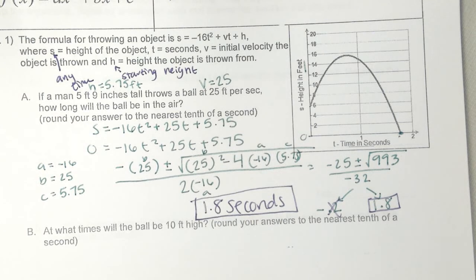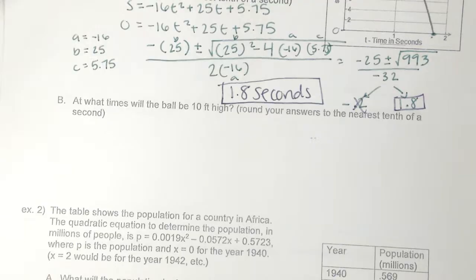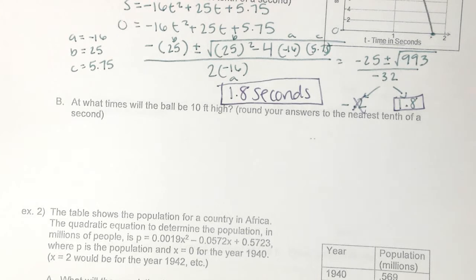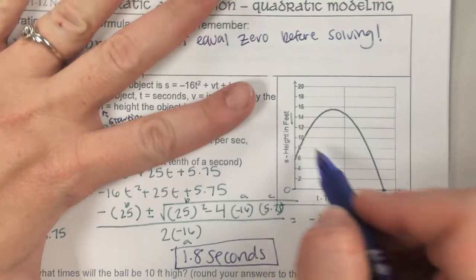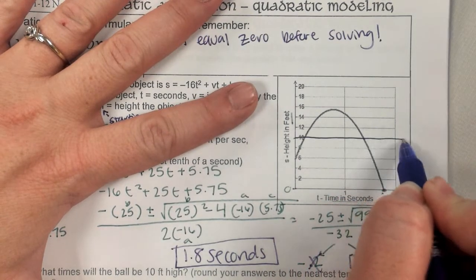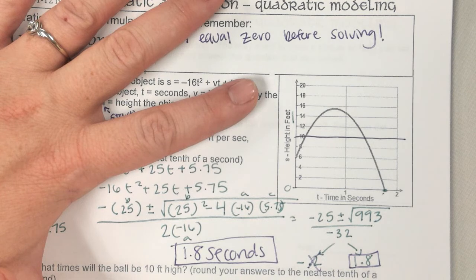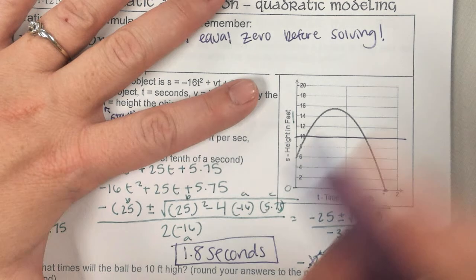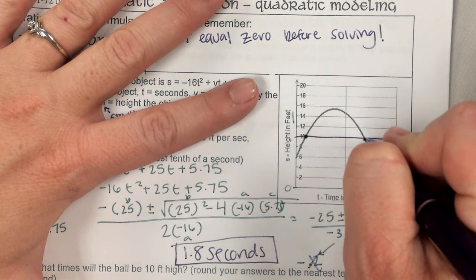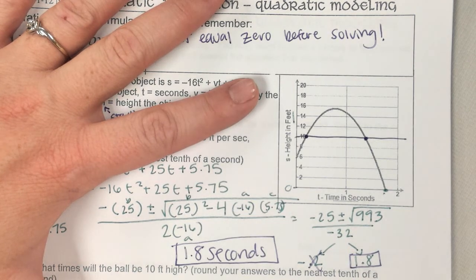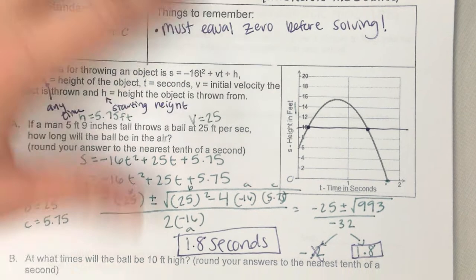So the same thing, different word. That's exactly right. Okay, hold on. At what time will the ball be 10 feet high, guys? So what I want you to realize here is how many times is it 10 feet high? Twice. Here and here. So we're going to have 2 answers. And they're both going to make sense.